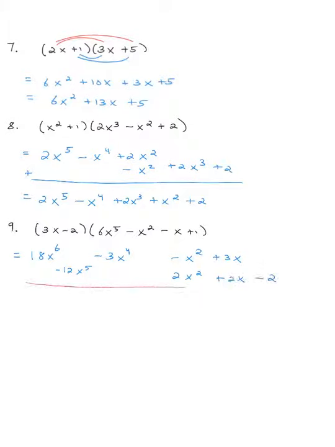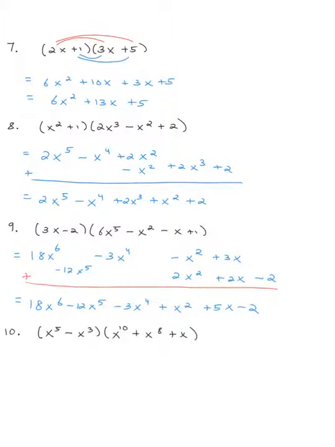And we're adding all of this stuff up. Maybe put that here. So we get 18x to the 6th minus 12x to the 5th minus 3x to the 4th. There were no x cubes. We now have a negative 1x squared and a positive 2x squared, so that's just a positive x squared plus 5x minus 2, the final answer.